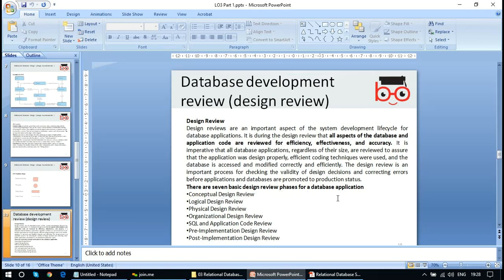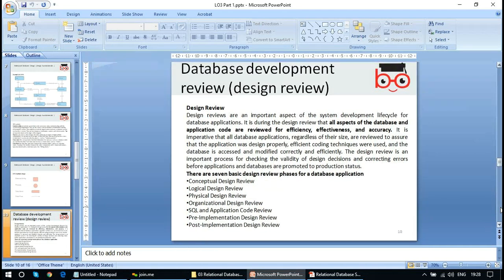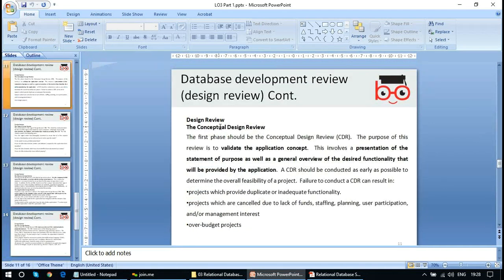There are 7 basic design reviews for the database application. What are those? Those are conceptual design review, logical design review, physical design review, organizational design review, SQL and application code review, pre-implementation and post-implementation review. So let us see how those are reviewed. When you say conceptual design review, that's the first phase. Purpose of this review is to validate the application concept. This involves a presentation of the statement of the purpose as well as a general overview of the desired functionality that will be provided by the application.